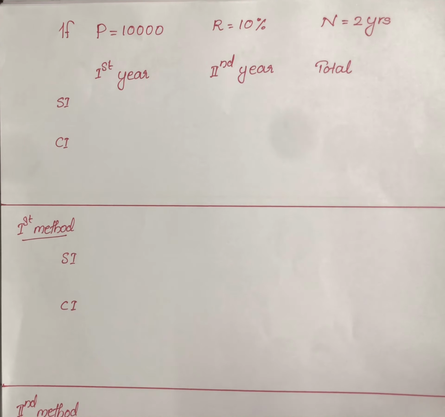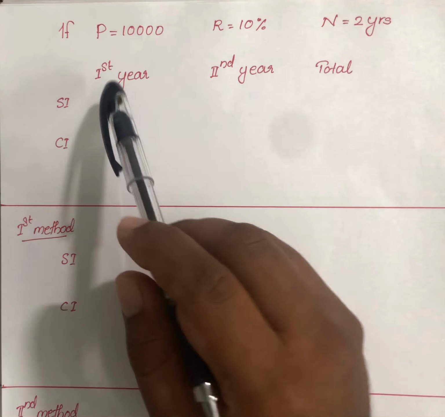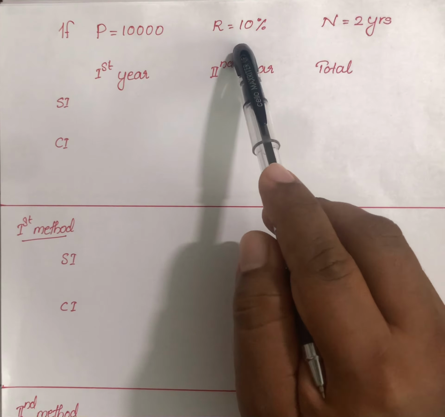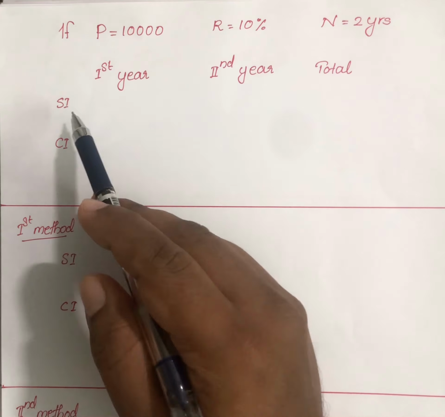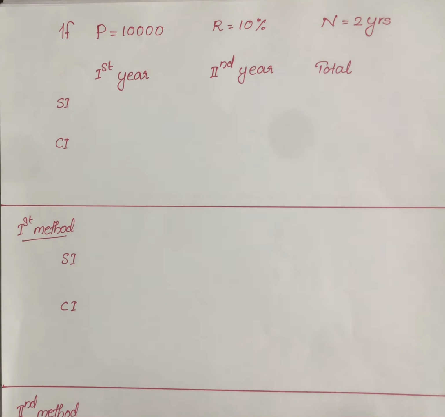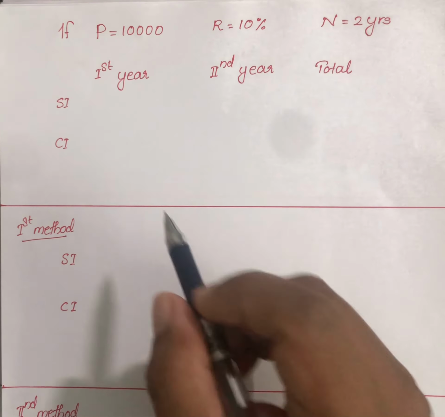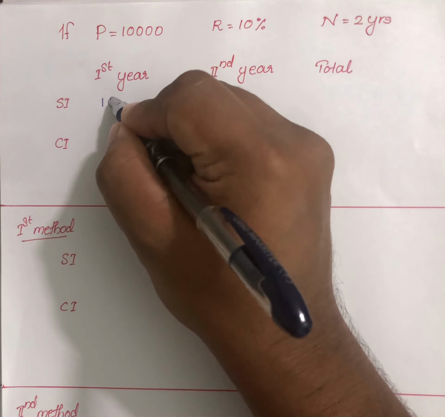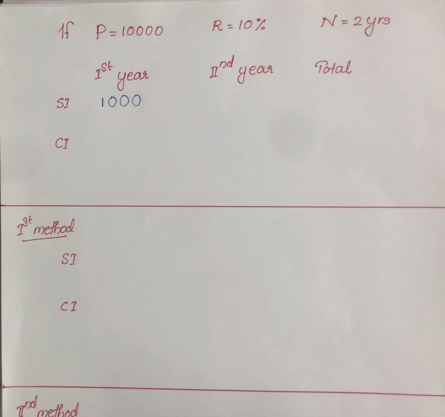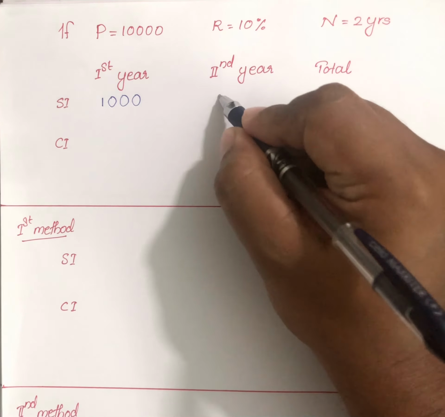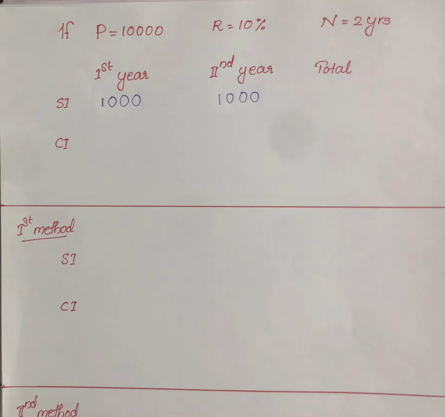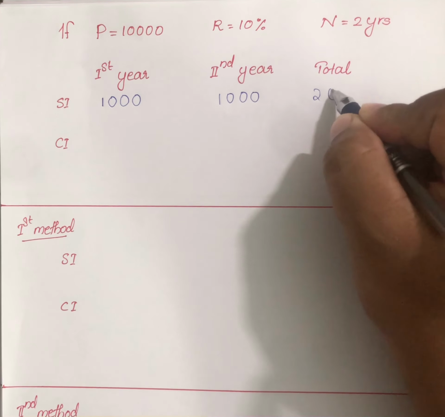So initially, I'll tell you the concept of CI. Let the principal be 10,000 at 10% per annum for 2 years. I'll be finding both SI and CI for the first year, second year and total. For the first year, what will be the SI? First year you get NR% of P. N is 1, R is 10%. So you will get rupees 1000 as simple interest. For the second year, again you will get 1000 as simple interest. That is, in every year the SI will be the same. So total SI will be 2000.